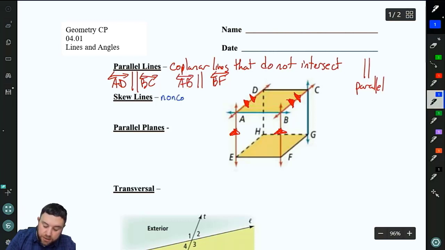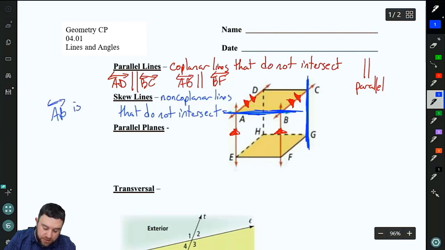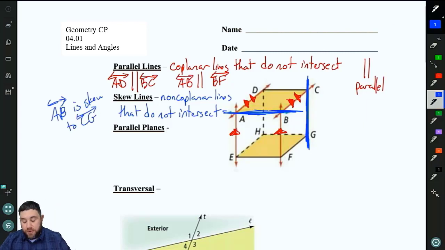All right, our next thing are skew lines. Skew lines are non-coplanar lines that do not intersect. So this is where the difference comes into play. Skew lines only occur in three-dimensional space. But if we look at the blue lines on this figure, AB and CG, AB is skew to CG. There's no symbol for skew, we just have to write it out. Because this is a three-dimensional figure, it's a cube is what it is.